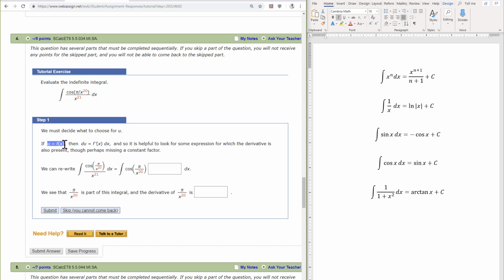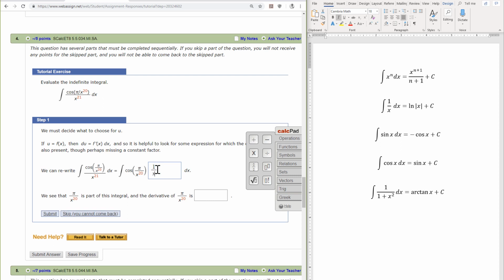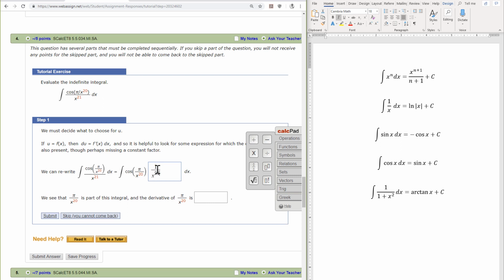and we have to remember that du is going to be the derivative of that function times dx, and we want to look for things in common. So we can rewrite this expression as the cosine of pi divided by x to the 20th times 1 divided by x to the 21st power. We can also say x to the negative 21st power. That would also work.